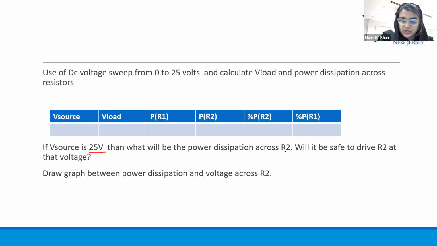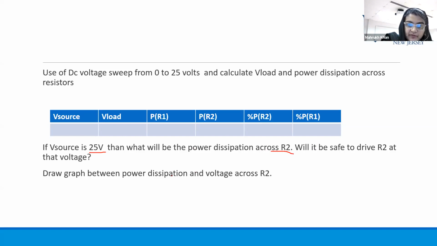Then if V source is 25 volt, for the highest value, what will be the power dissipation across R2? Will it be safe to drive R2 at that voltage? How do we know that it is safe to drive that? If it exceeds 100% of its rating, right? Then it's not safe to drive it. So if it is using more than 100% of the rated power, then it's not safe.